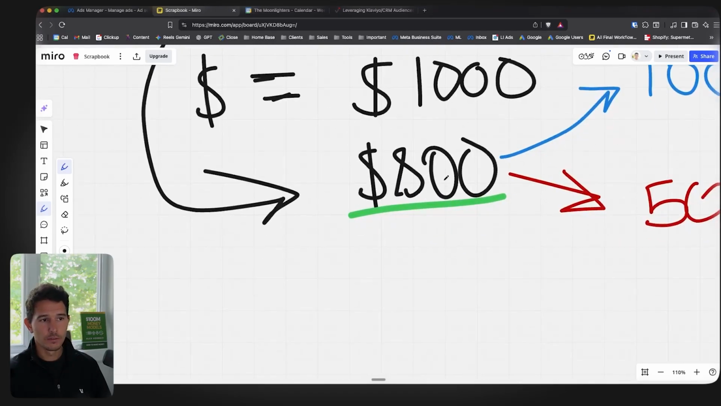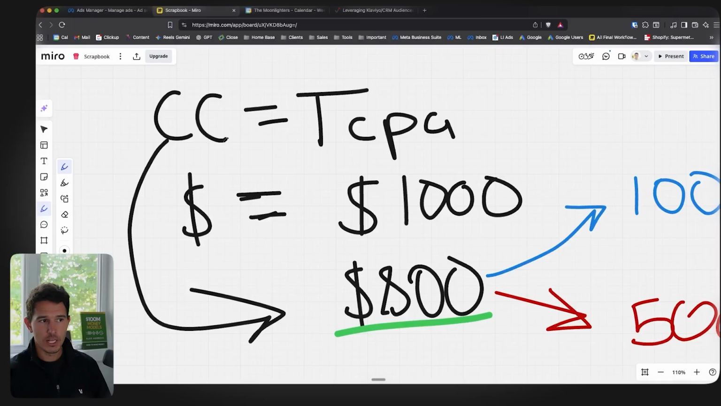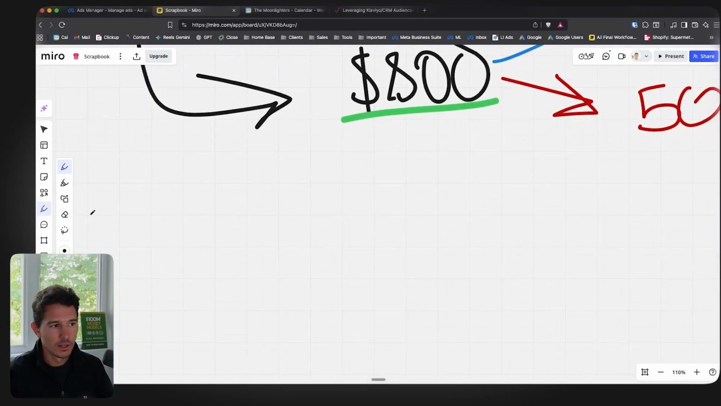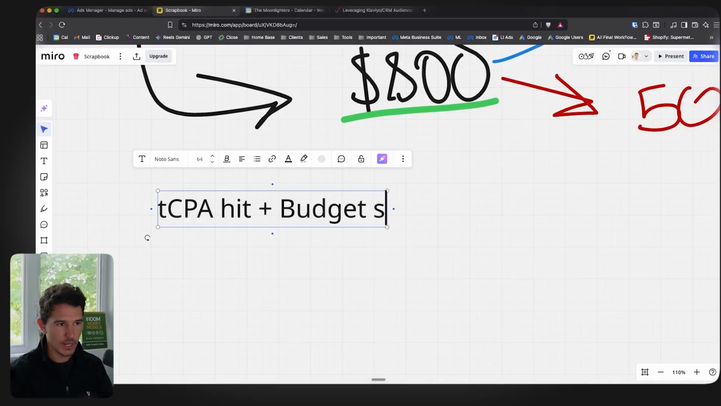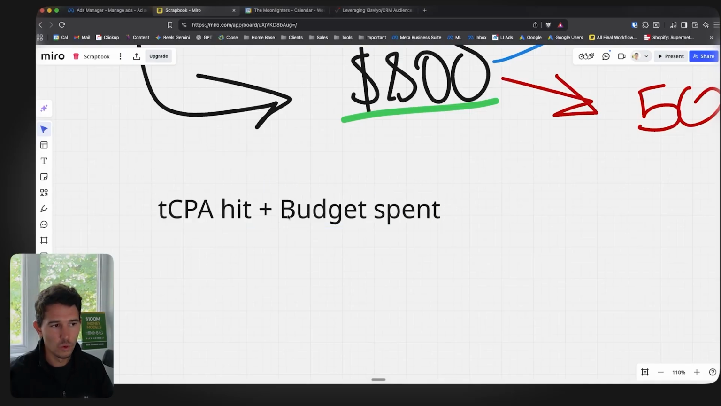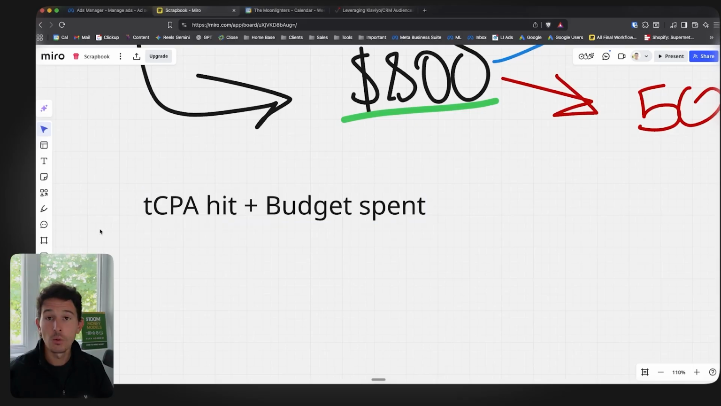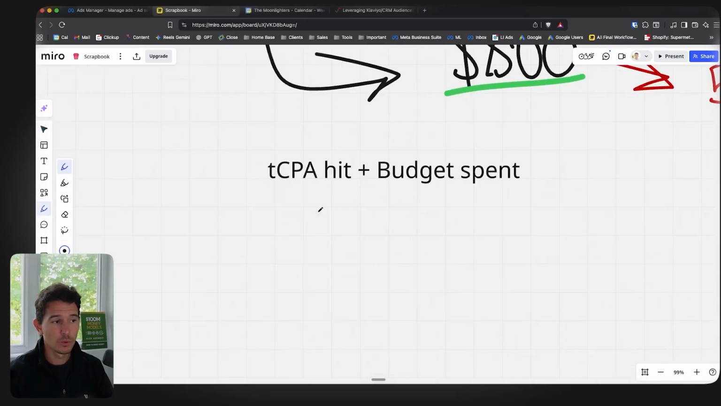What do we do if we've set to $1,000 and we've set to our target CPA and we're actually on the good side of this, and it's spending 1,000 every day and we're hitting our target? Okay. So if we are hitting our goal, so target is being achieved. So TCPA being hit plus budget spent. Okay. What do we do in this scenario right here? You have two options in this scenario. Option number one is very simple, increase budget.